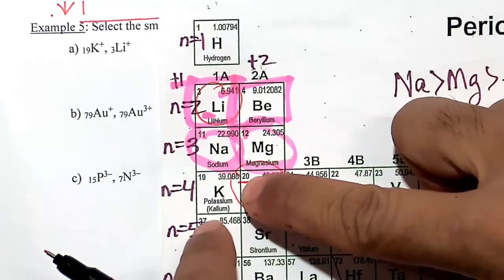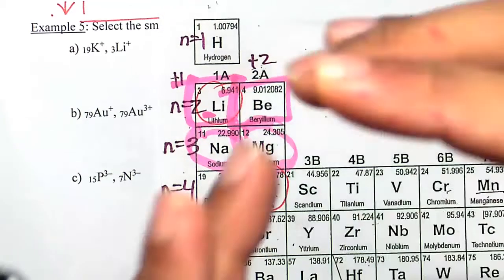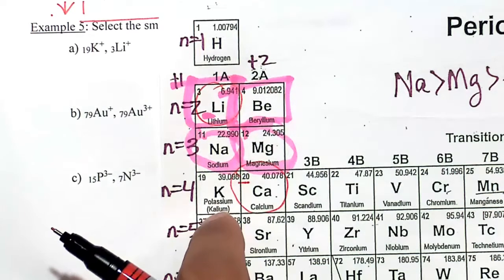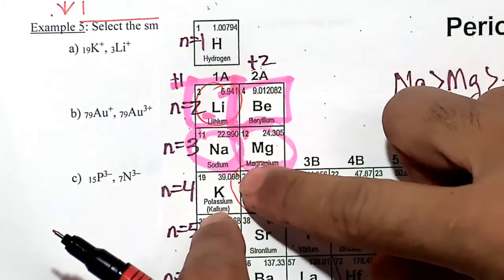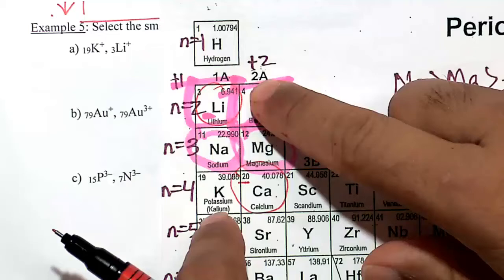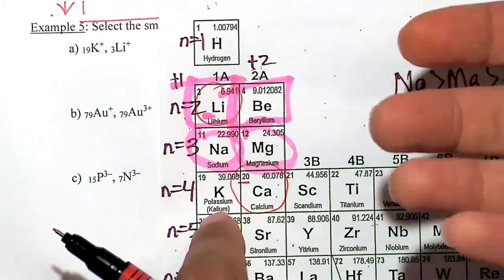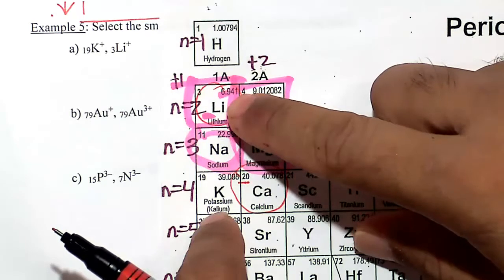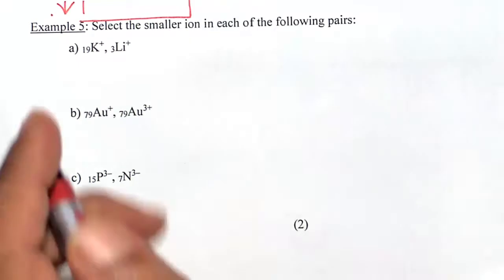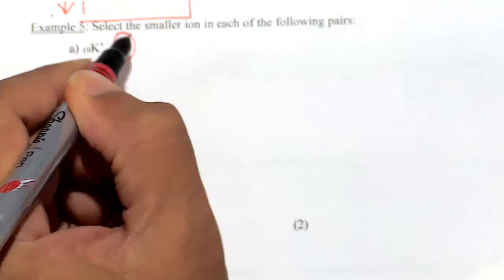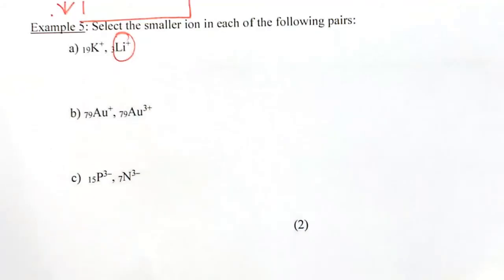N equals 4 and N equals 2 in terms of the shells, 4s and then 2s. So potassium is going to be larger. Lithium is going to be smaller by itself, no ions. Once you lose an electron, you become even smaller. So Li plus is going to be much smaller than K plus. Lithium by itself, neutral, is already smaller than potassium.